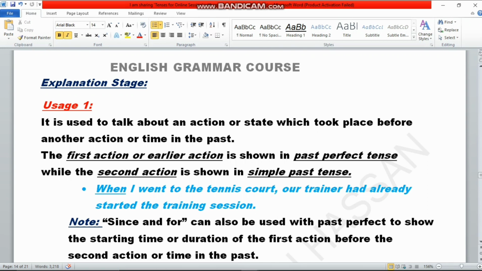So in this situation, you will look to past perfect tense. Past perfect tense shows the first action, so we will go with this one being the first activity according to the time. So first, this activity took place. Once this was done, the second activity followed the first one.